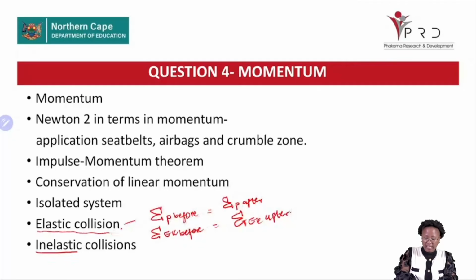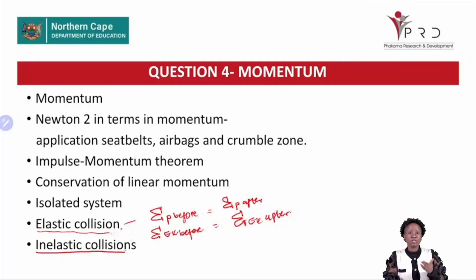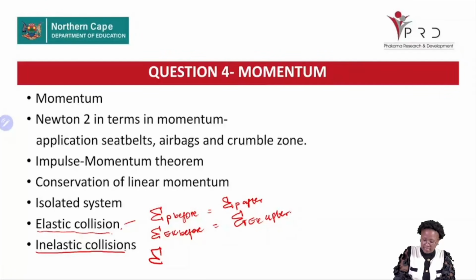Then in an inelastic collision, we're still saying that the total momentum before and after collision is conserved. However, the kinetic energy before and after the collision is not conserved. So it is very important to say that under inelastic collision, the sum of EK before the collision is not equal to the sum of EK after the collision.